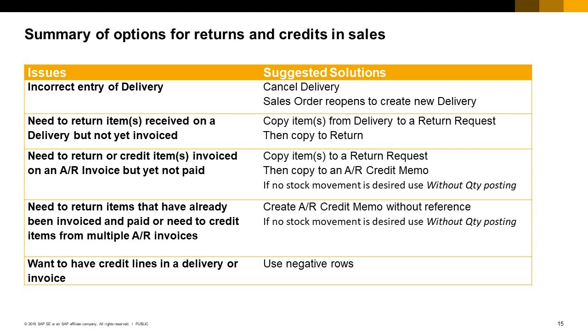If you need to return items received on a delivery that is not yet invoiced, it is useful to copy to a return request. The system will automatically suggest copying to a return. If you need to return items that have been invoiced but not yet paid, it is useful to copy to a return request. The system will automatically suggest copying to an AR credit memo. Once an invoice has been paid, you can no longer reference it to create a return request or AR credit memo. Similarly, you cannot copy from multiple invoices to create a credit memo. If you want to include credit rows in a delivery or AR invoice, use negative rows.